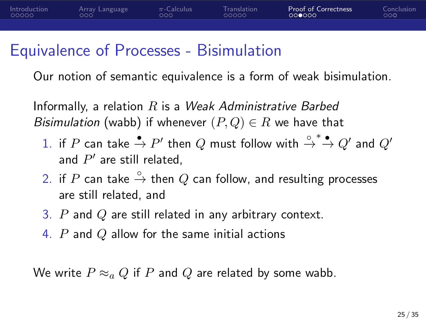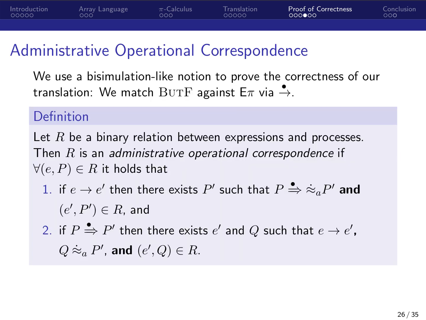So this is semantic equivalence as we almost always see it in a process calculus. But we also use a similar notion for proving the correctness of our translation. We match steps in BUTF with steps in ePi, and what we match are important steps. So a relation between expressions and processes is what we call an administrative operational correspondence. If the expression can perform a reduction step, then the process can actually perform an important transition sequence. Maybe there's something administrative going on, but there's something important going on, and after that we are similar or bisimilar to something that is related to E'.